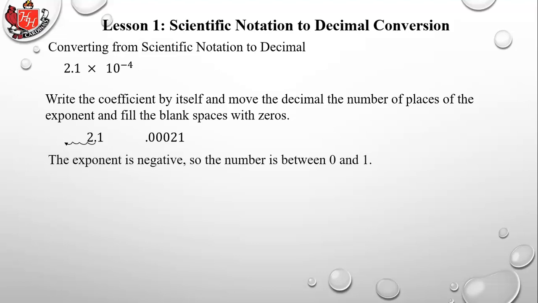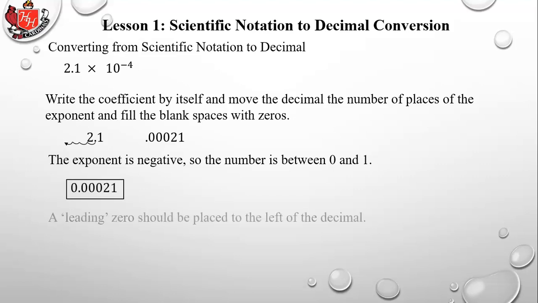0.00021. The exponent is negative, so the number is between 0 and 1. And there it is. A leading 0 should be placed to the left of the decimal. It's just a matter of convention, of style, that you should put a leading 0 in front of a decimal point like that.